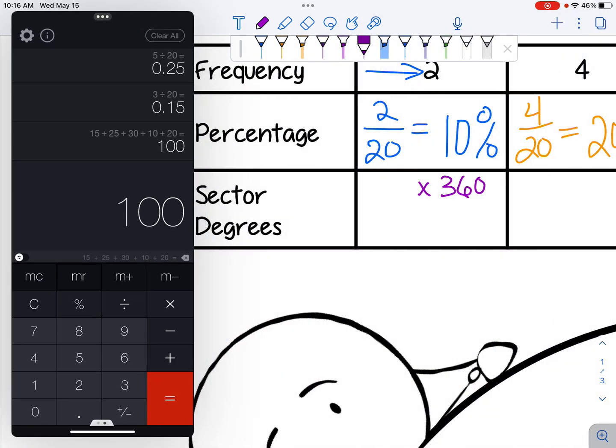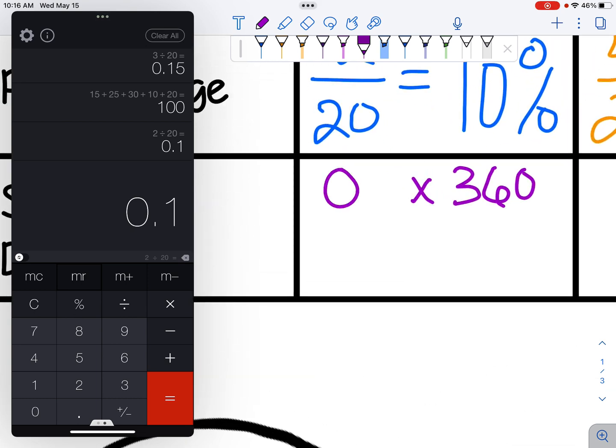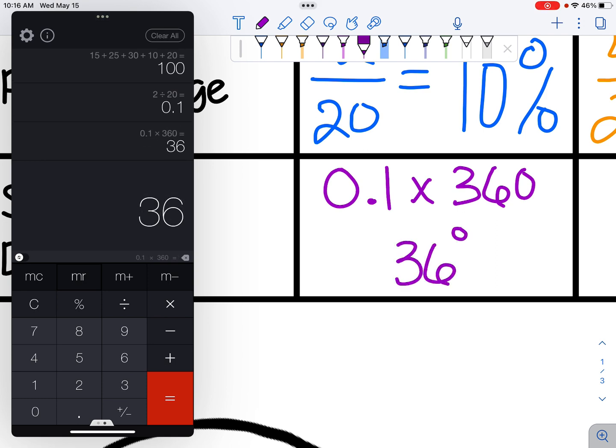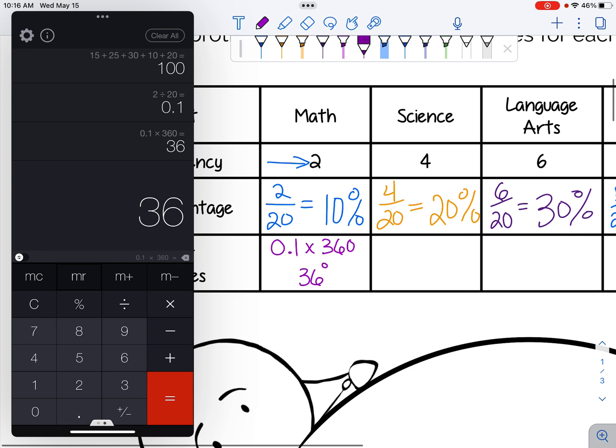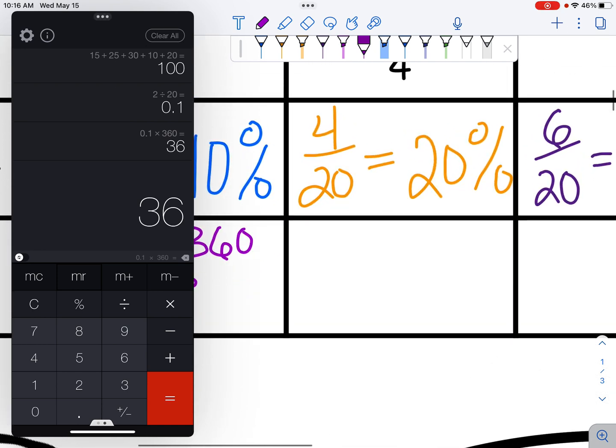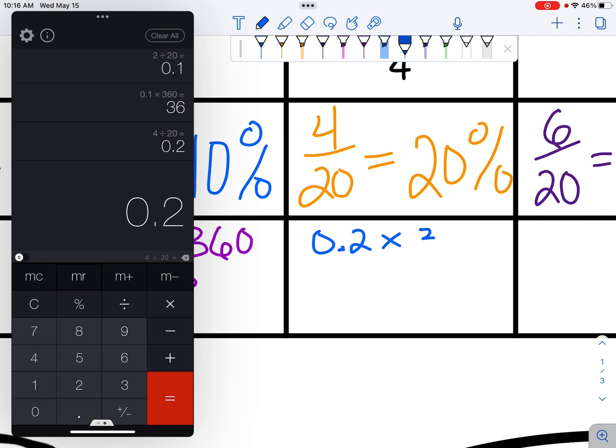So here we go, 2 divided by 20. That's 0.1. So that's what I'm going to multiply by 360. That tells me that the math slice is 36 degrees. For the science slice, we'll do 4 divided by 20. Oh yeah, that was 0.2. And we will write, let's go do blue, I guess. 0.2, this part of the total number of degrees, 360, equals 72 degrees.